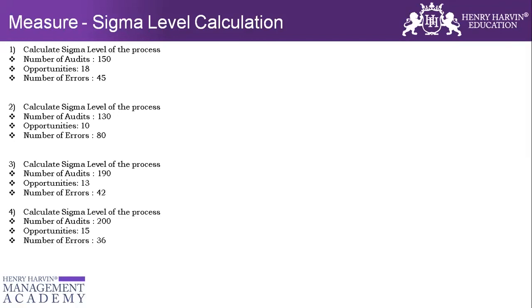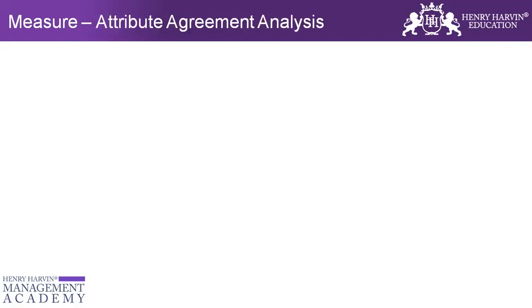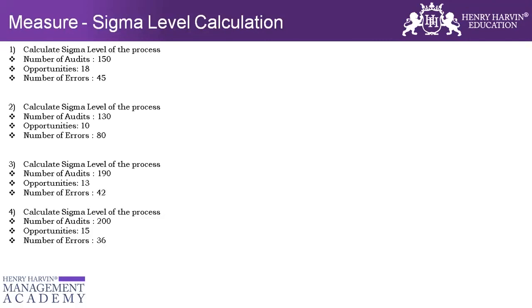Rather, there are 4. Okay. So we even have to get the process sigma. Here you have to calculate the sigma level. Okay, so the number of audits are the units, right? Number of audits is a unit. Yes. Okay. So now we have answered the first 2 questions.